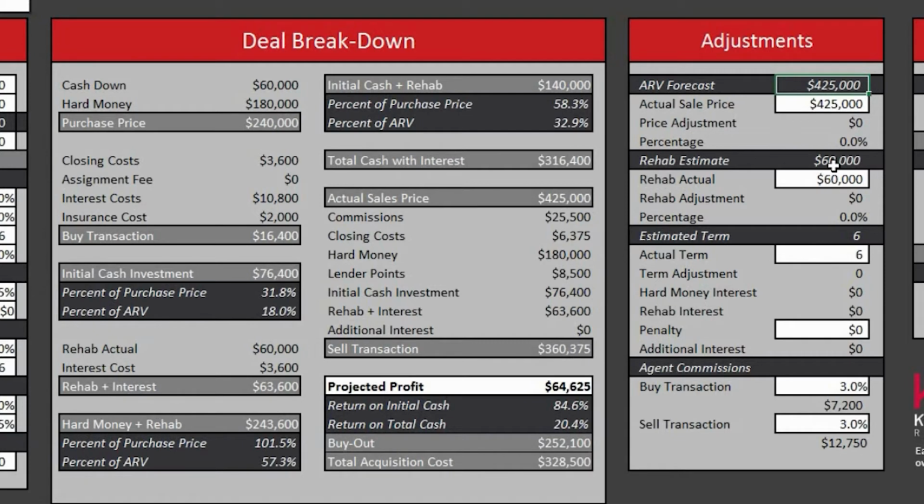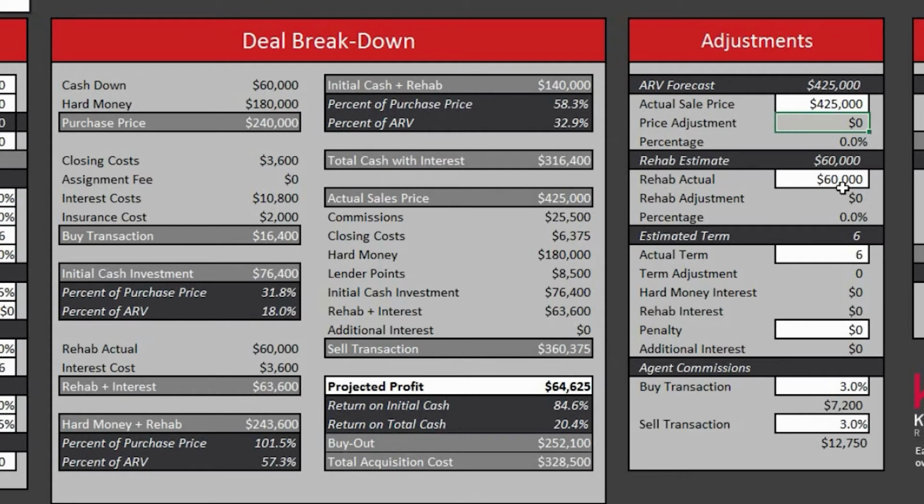You're going to estimate it at one number, and then your actual cost is going to be different. What I encourage you to do is take a look at what happens to projected profit if we vary on this. If instead of selling it at $425,000, let's say we're only able to get $380,000. That's going to drop our projected profit down to $23,000, because we just lost $45,000 in that sale price.